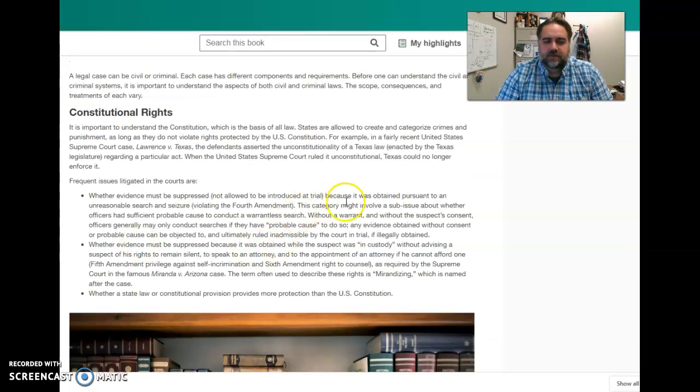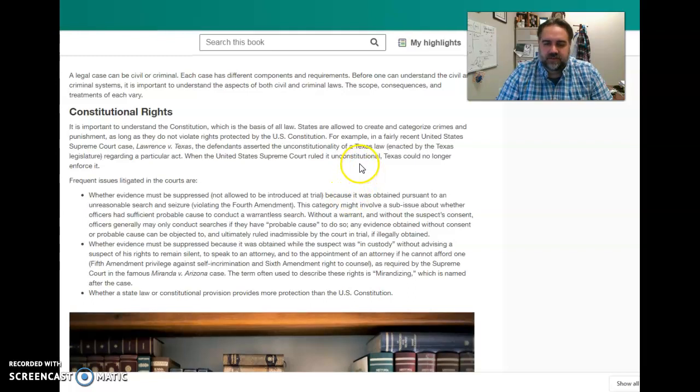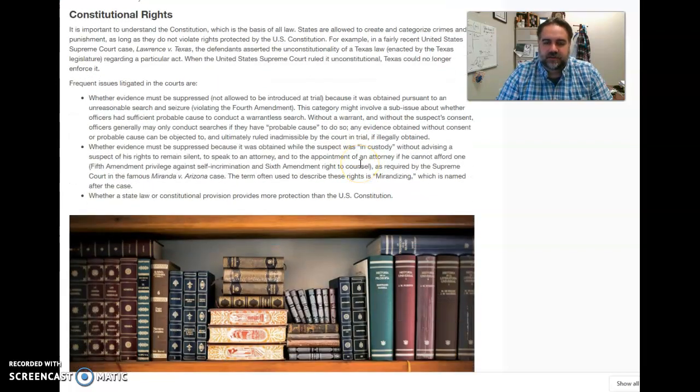So, all right, constitutional rights. These are some cases that identify constitutional rights. Frequent issues litigated in courts are whether evidence must be suppressed because it was obtained pursuant to an unreasonable search and seizure. So that's something that comes up often. Whether evidence must be suppressed because it was obtained while the suspect was in custody without advising a suspect of his or her rights to remain silent, to speak to an attorney, and to the appointment of an attorney if he cannot afford one. That's the Miranda rights.